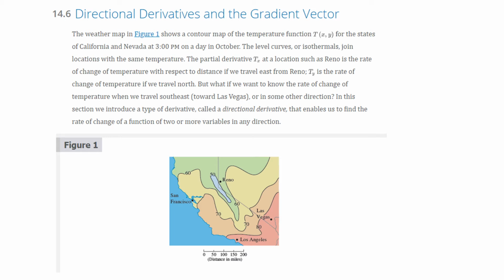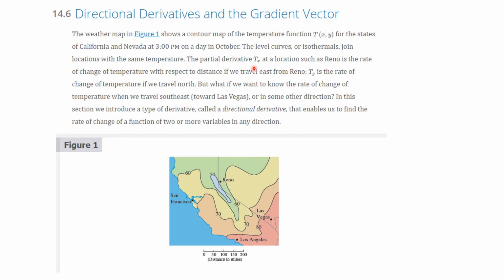Now we're turning our attention to a different concept, and we're going to talk about directional derivatives, and eventually we're going to talk about the gradient vector. So let's talk a little bit about what happens here. The weather map shown down here is a contour map showing isotemperatures or isothermals, where you have the same temperature. So everywhere here that is 50. If you go down here, it starts being 80, and then it's 70 here, and so on and so forth. So you have the changes in temperatures.